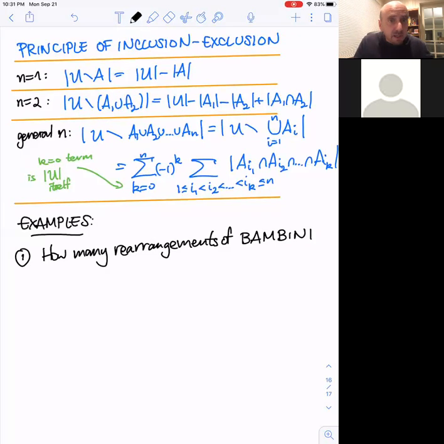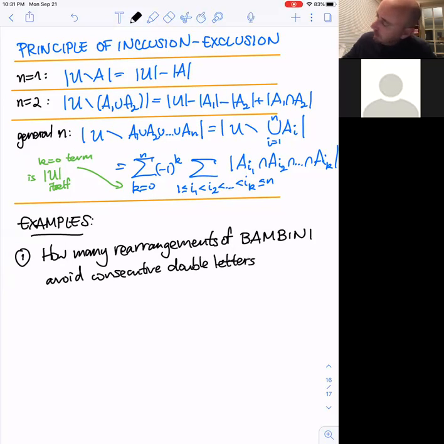But we know the answer to that problem. We already talked about it as a multinomial coefficient. It has to do with how many B's, how many A's, how many I's, how many N's, and so on. But I want to ask, how many of them avoid consecutive double letters within the word, by which I mean, since the only letters that end up being repeated here are the B's and the I's, how many of them avoid having BB next to each other and also avoid having II next to each other.